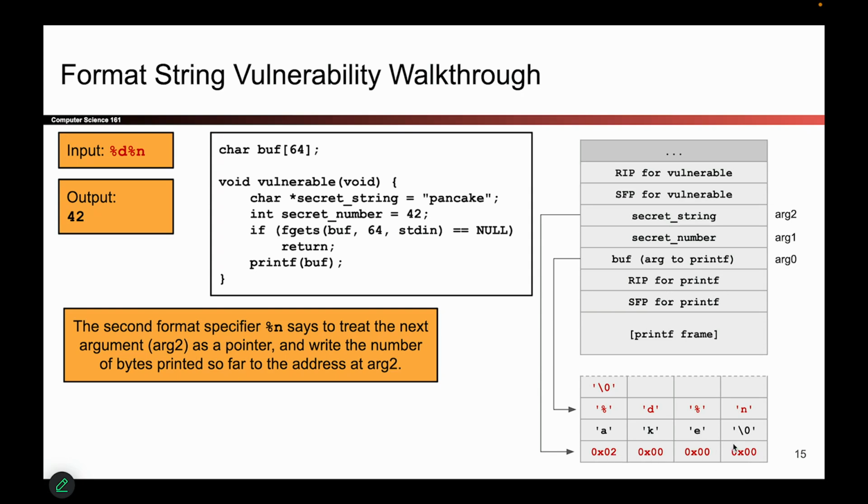So that's what %n did. It took the number of bytes printed, namely 2, and it wrote it into memory based on the pointer that we provided on the stack. Go on the stack, find the next argument, treat it like a pointer, go there, write the number 2. So this particular exploit will print out the number 42 and then write the number 2 into memory. So that's what this exploit did.